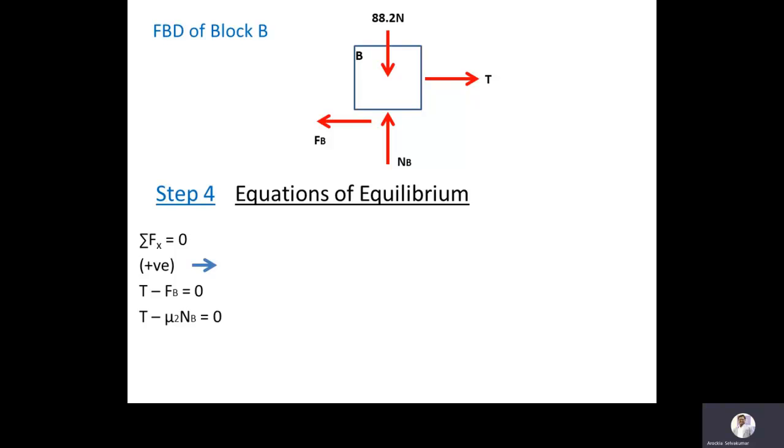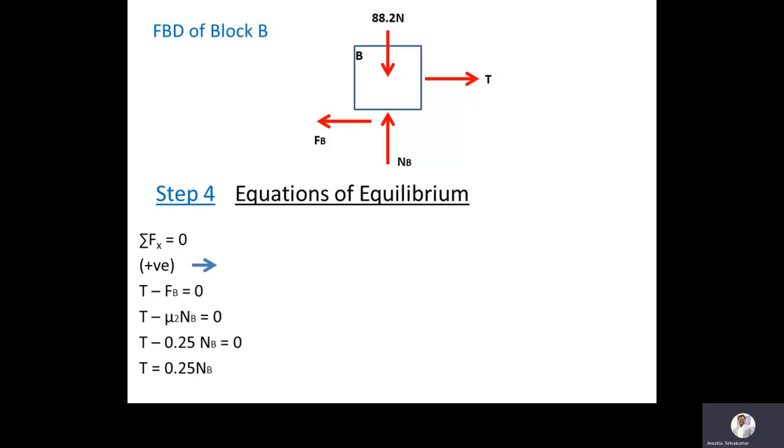As we know, the frictional force is equal to the coefficient of friction multiplied with the normal reaction. So FB is equal to mu 2 multiplied with normal reaction at B. Once we substitute, we know mu 2 is 0.25. So T minus 0.25 normal reaction in block B is equal to 0. From that we can write tension in the rope is equal to 0.25 times the normal reaction of block B.